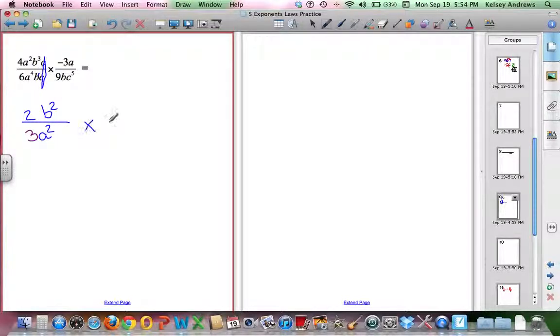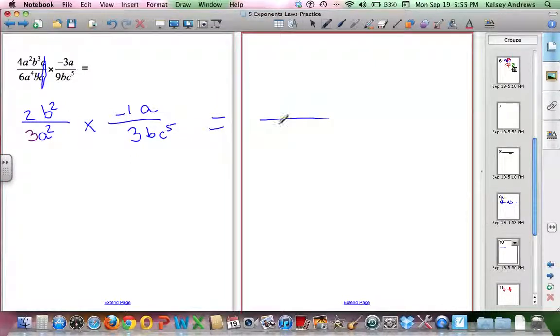In our second fraction, -3/9 can be reduced to -1/3. And then our variables, we don't have anything that's the same in the numerator and denominator, so they need to stay. Okay. So when we multiply the top times the top and the bottom times the bottom, that's going to give us our one fraction product. So if we look at our coefficients, we have 2 times -1 gives us -2.